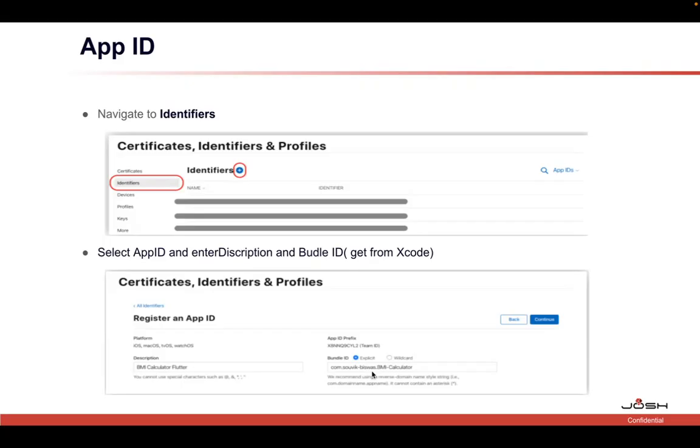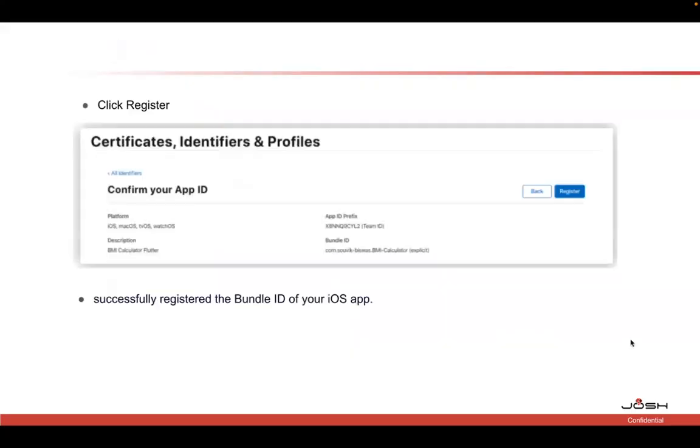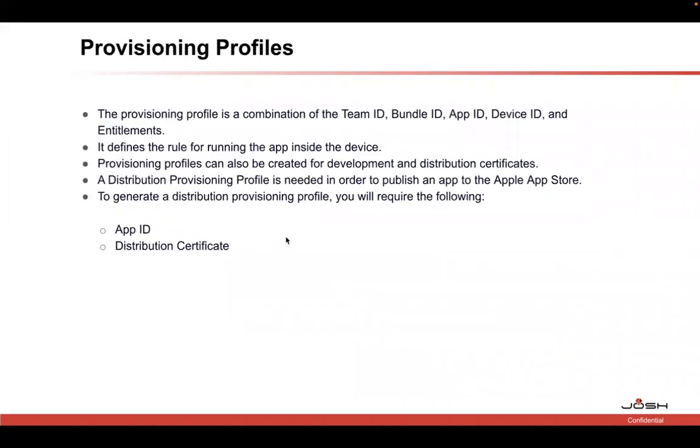After inserting the bundle ID and the description, we have to click on continue, and then register that bundle ID. After registration of the bundle ID, we have now created the certificate and registered the bundle ID for our application. Now we have to create the provisioning profile for that particular application.